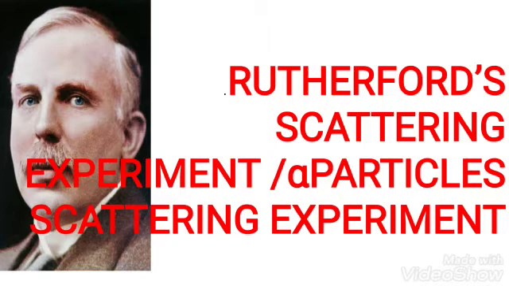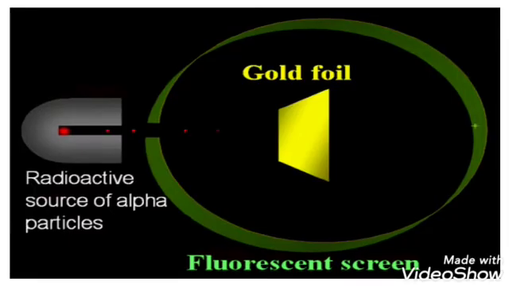Rutherford's scattering experiment or alpha particle scattering experiment. Rutherford took a very thin foil of gold and bombarded it with a fine stream of alpha particles from a radioactive source. A circular screen coated with zinc sulfide was placed around the gold foil to detect the deflected alpha particles. Whenever alpha particles struck the screen, a tiny flash of light was produced.